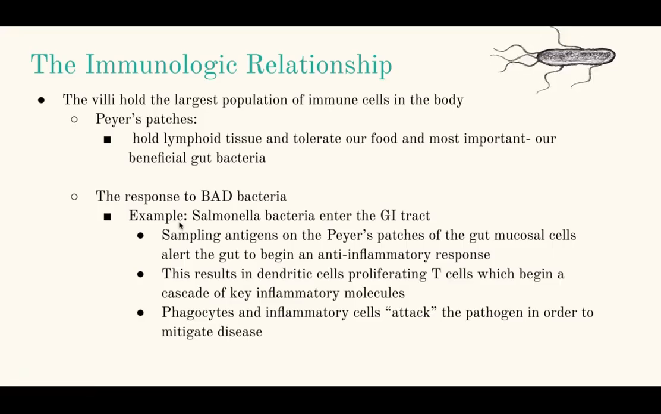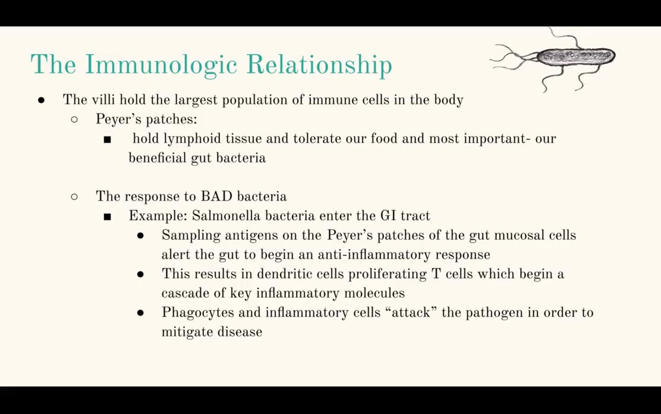Now I want to discuss the immunologic relationship. The villi hold the largest population of immune cells in the body. More specifically, they contain Peyer's patches. These hold lymphoid tissue and tolerate our food and, most important, our beneficial gut bacteria. However, they do also respond to bad bacteria.